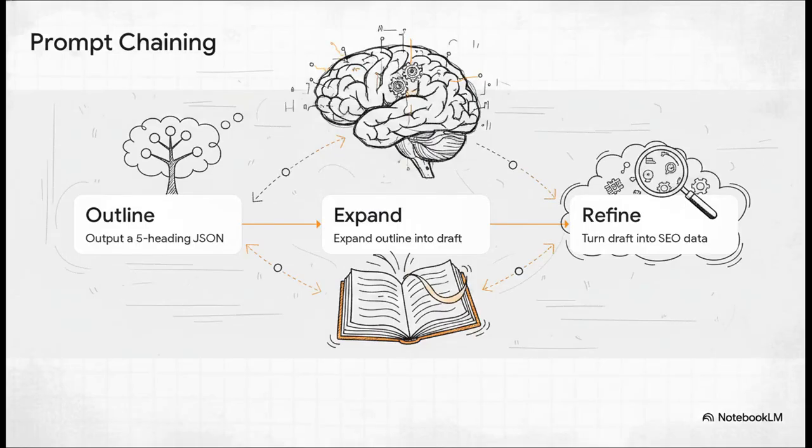Then we have prompt chaining. Look, if you give an AI a massive, multi-step task all at once, it is going to get confused and drop instructions. It's inevitable. Instead, break it into a chain of verifiable steps. Step 1, output a 5-heading outline. Wait and verify it. Step 2, feed that outline back in and ask it to expand into a draft. Step 3, turn that draft into SEO metadata. This step-by-step chain completely ensures high-quality results at every single stage.